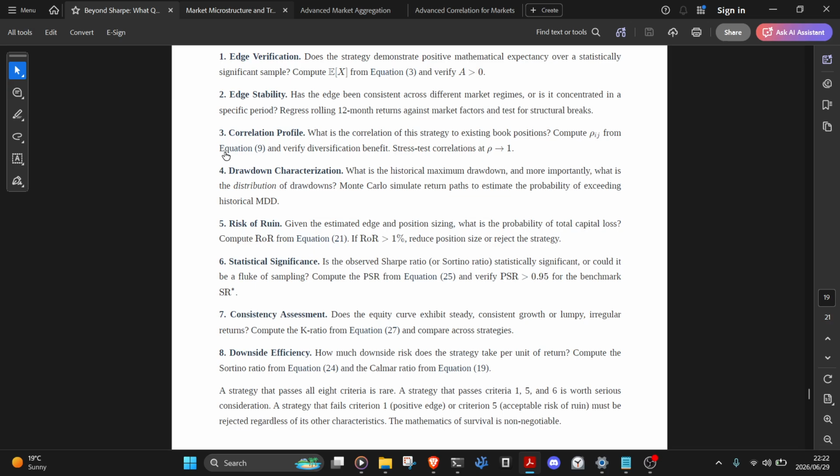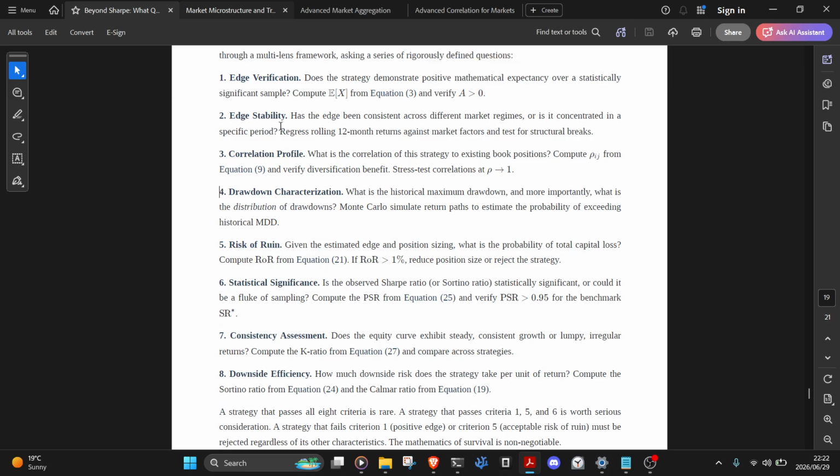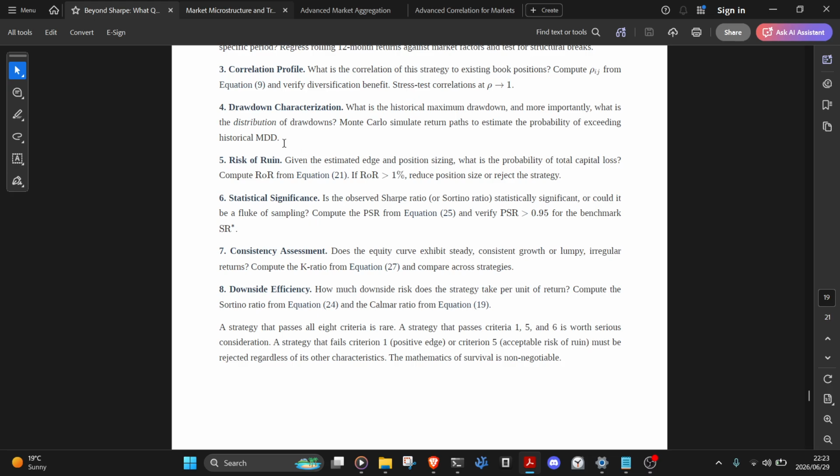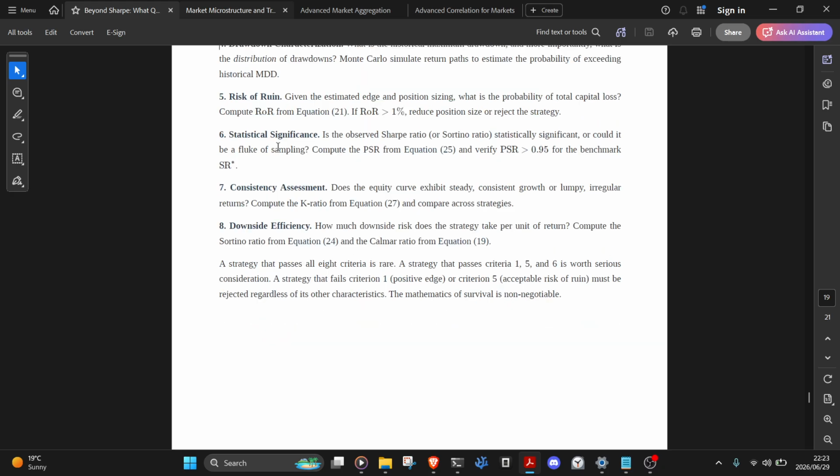To find a strategy that has positive edge, has a stable edge, the correlation profile is not something risky, the drawdown characterization is not something off the cliff, the risk of ruin is plausible, the statistical significance is very high, the consistency assessment is consistent, the downside efficiency is optimal. If you find a strategy with all 8 ticked, you're a miracle worker, right?